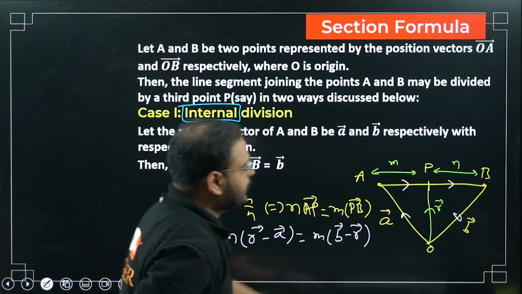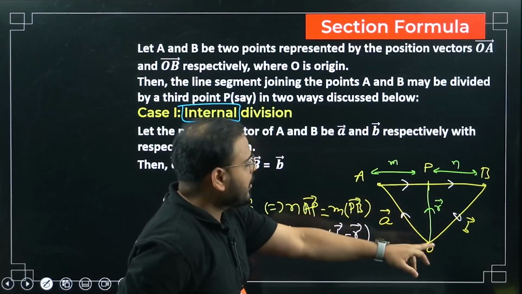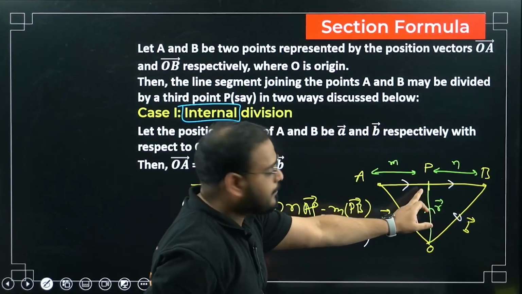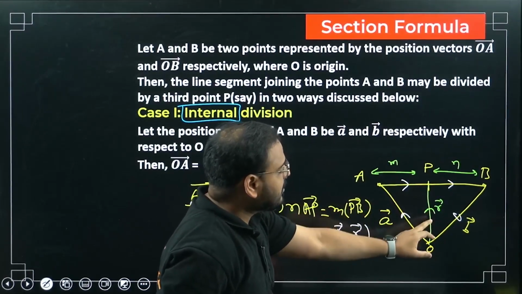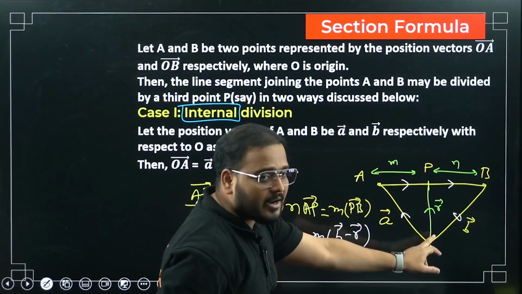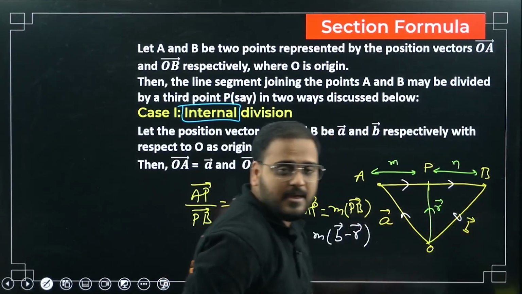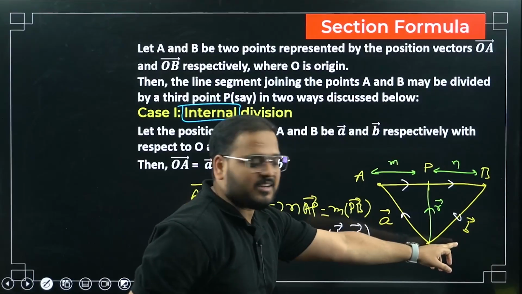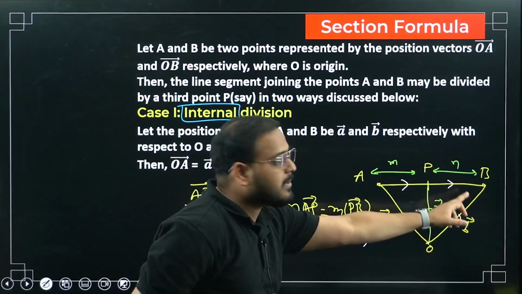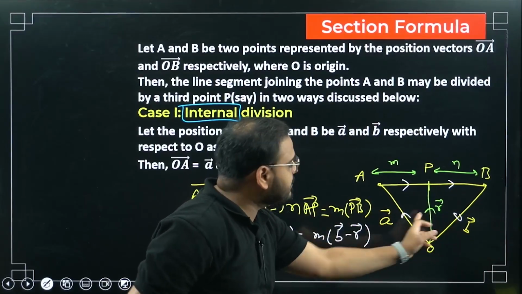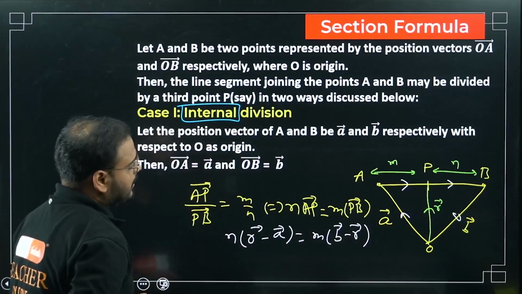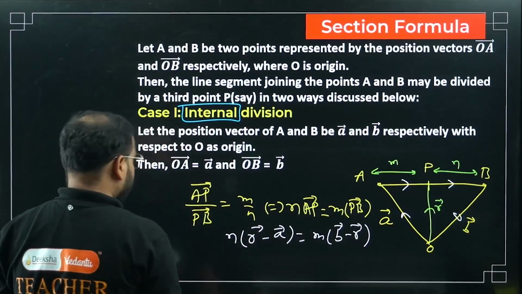How come, sir? For the triangle OPB, P is the common point, right? P is the terminal point of the vector R and the initial point of the vector PB. So B is the resultant vector, so B will become R plus PB. So what will be PB? B minus R. Okay, now I'll write this over here in the next slide.